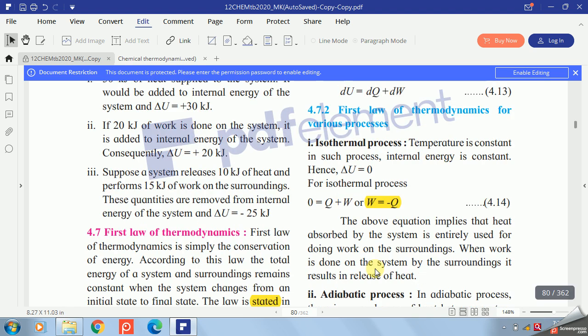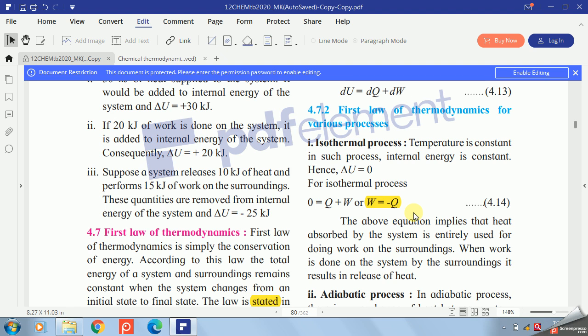So W is equal to minus Q indicates that work is done on that system by the surrounding and results in release of heat, because here W is positive and Q is negative. So work is done on the system by the surrounding and it results in release or decrease of heat.